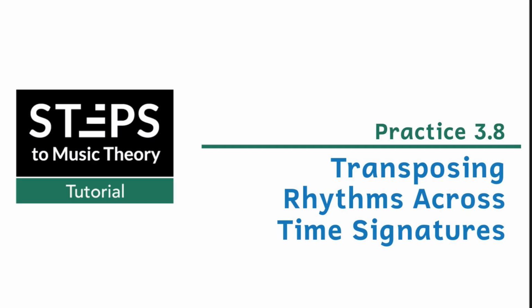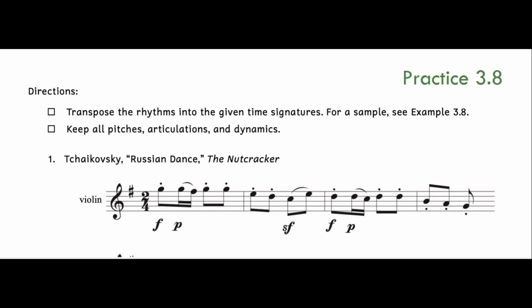This tutorial is on practice 3.8. Directions: transpose the rhythms into the given time signatures. For a sample, see example 3.8. Keep all pitches, articulations, and dynamics. Alright, if you feel comfortable, go ahead and do numbers 1 through 2 on your own. If not, I'm going to do the first measure of number 1, and you can follow along.